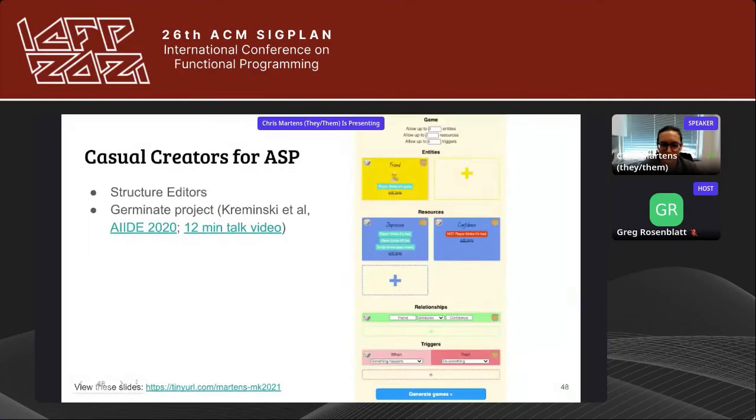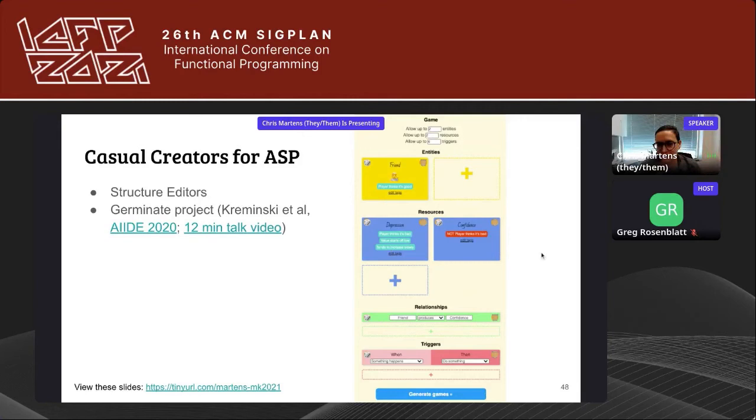So, a casual creator experience with answer set programming. This is one that we built for the Gemini system to enable people to write down specifications for their design intentions for games that they could generate. And then when they click the big generate games button, they see a bunch of playable examples and they can go back and tune their specification if they don't like them.